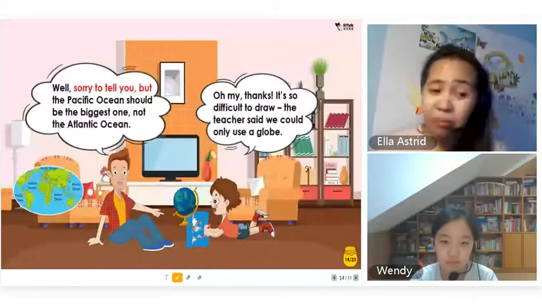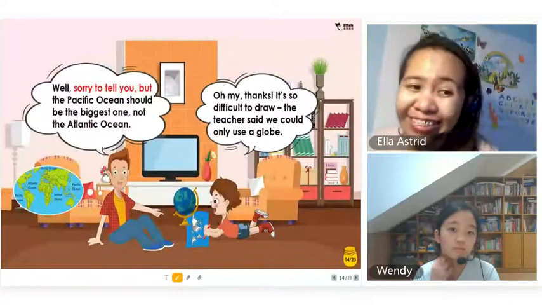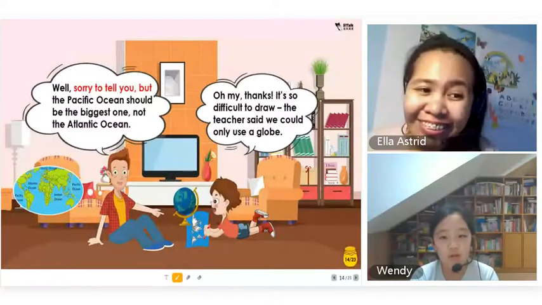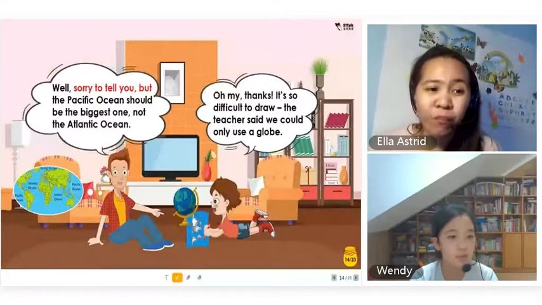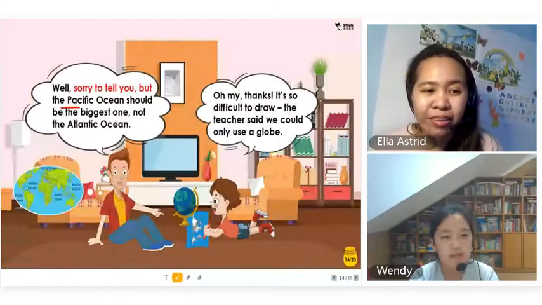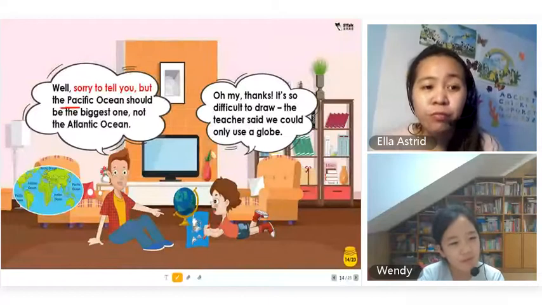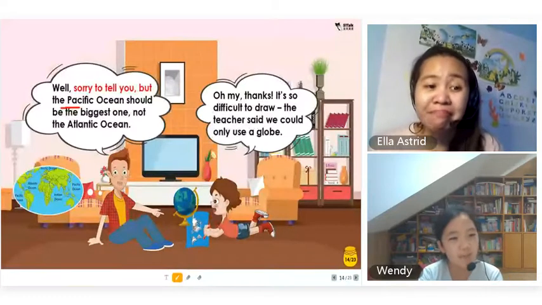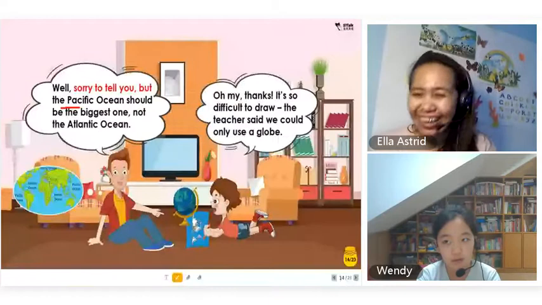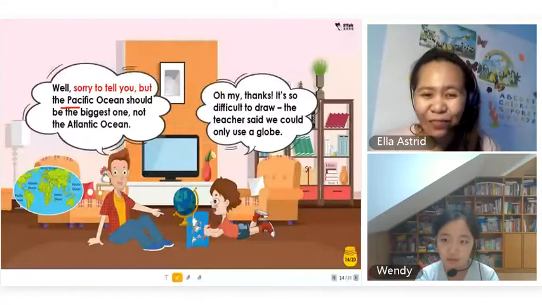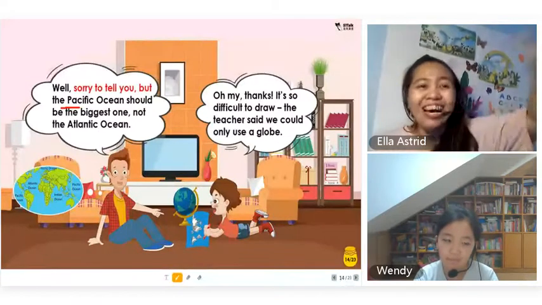What's wrong with Timmy's poster? The Pacific Ocean should be the biggest one. Okay, not the Atlantic Ocean. That's correct.